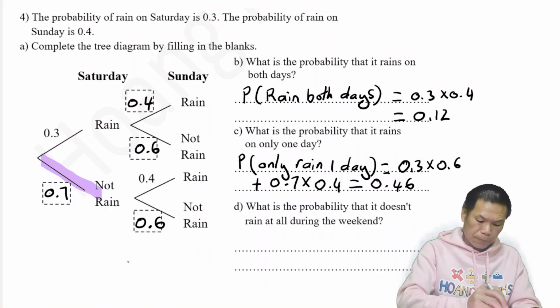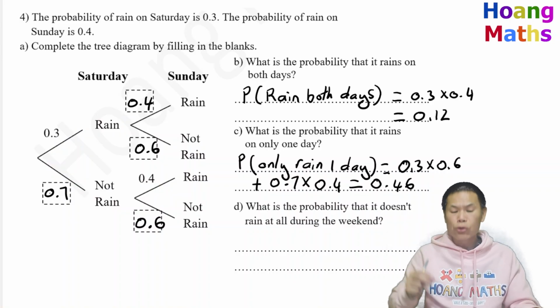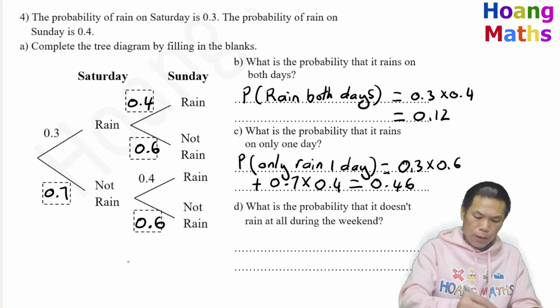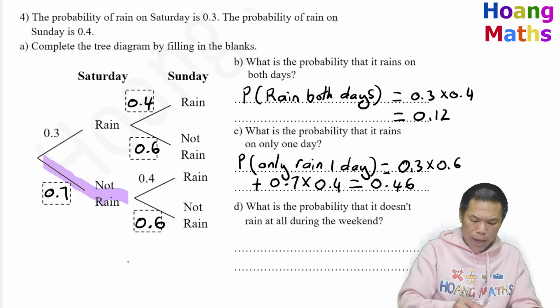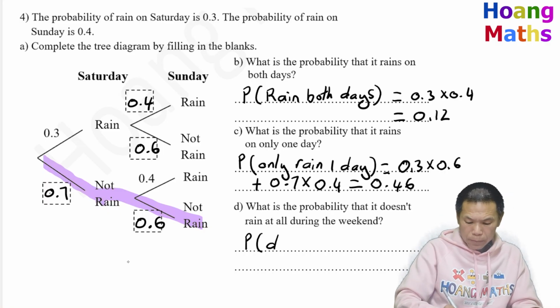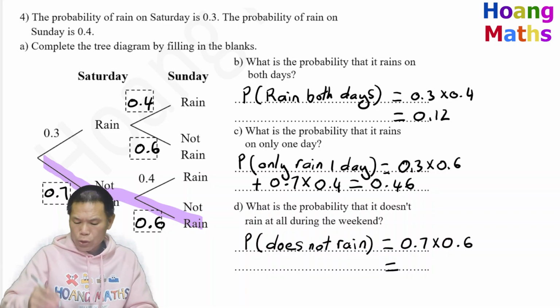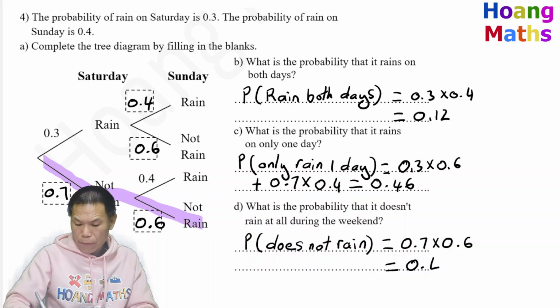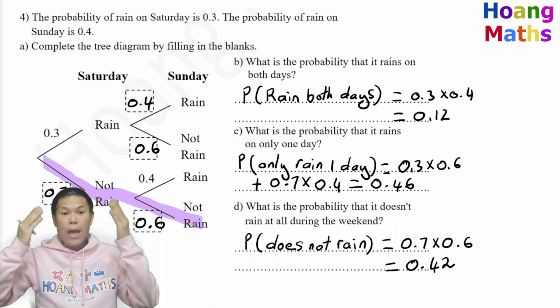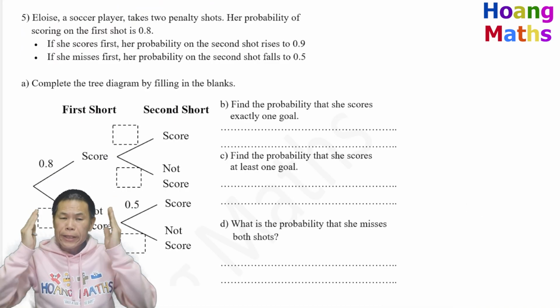Now, part D. So we need to find out the probability that it does not rain during the weekend. So that means Saturday, not rain at all, and then Sunday as well. So that probability is equal to 0.7 times 0.6. So 6 times 7 is 42. So 0.42. So there you go. Please stop the video and try this one yourself.